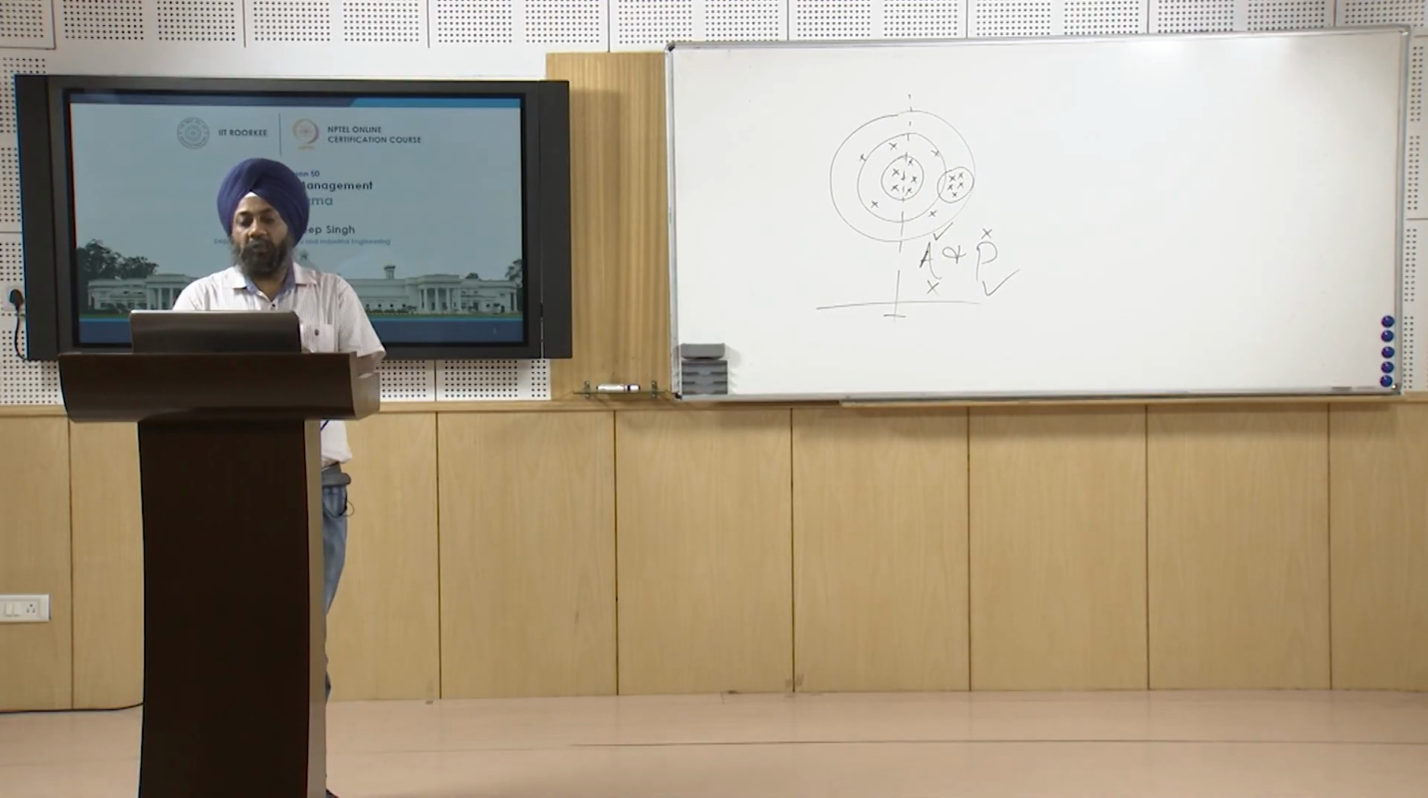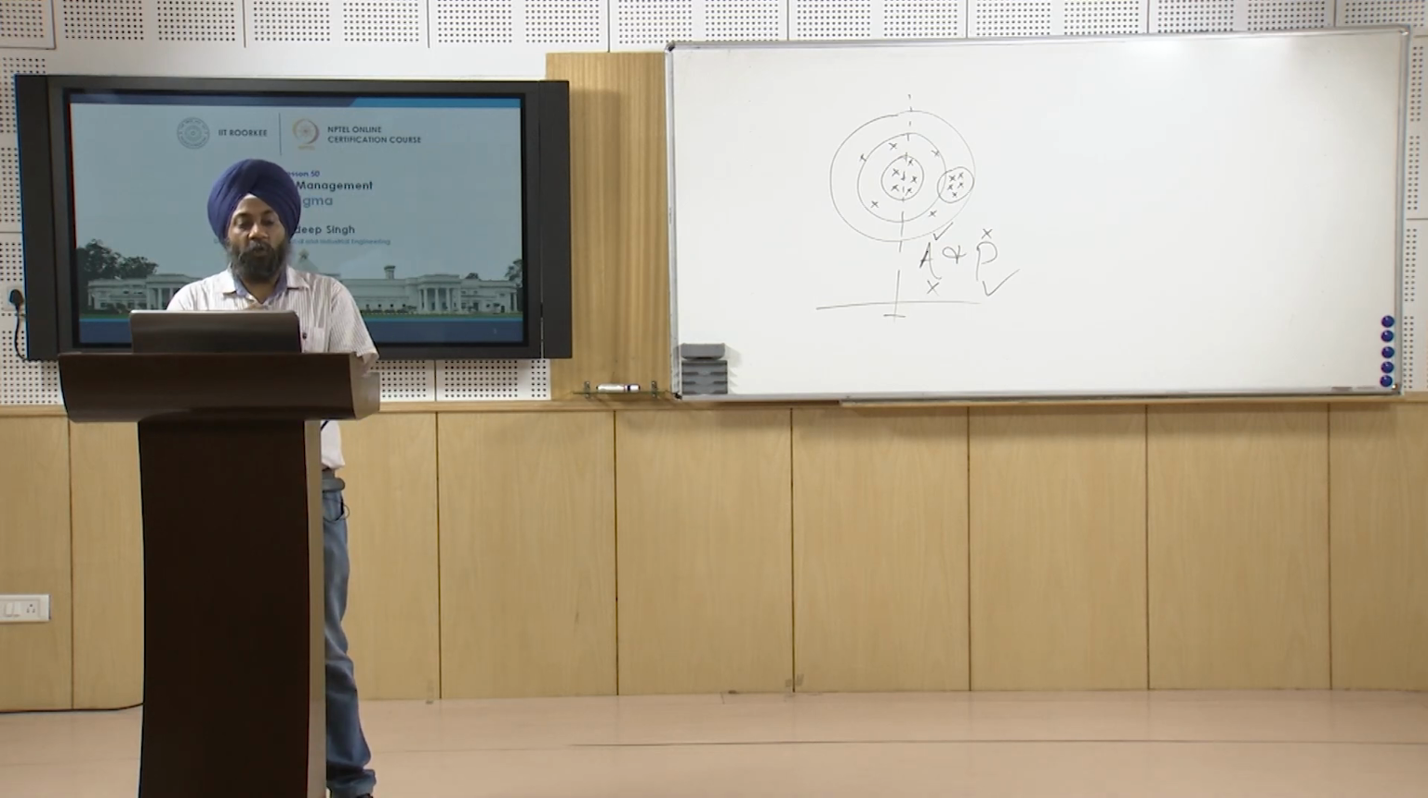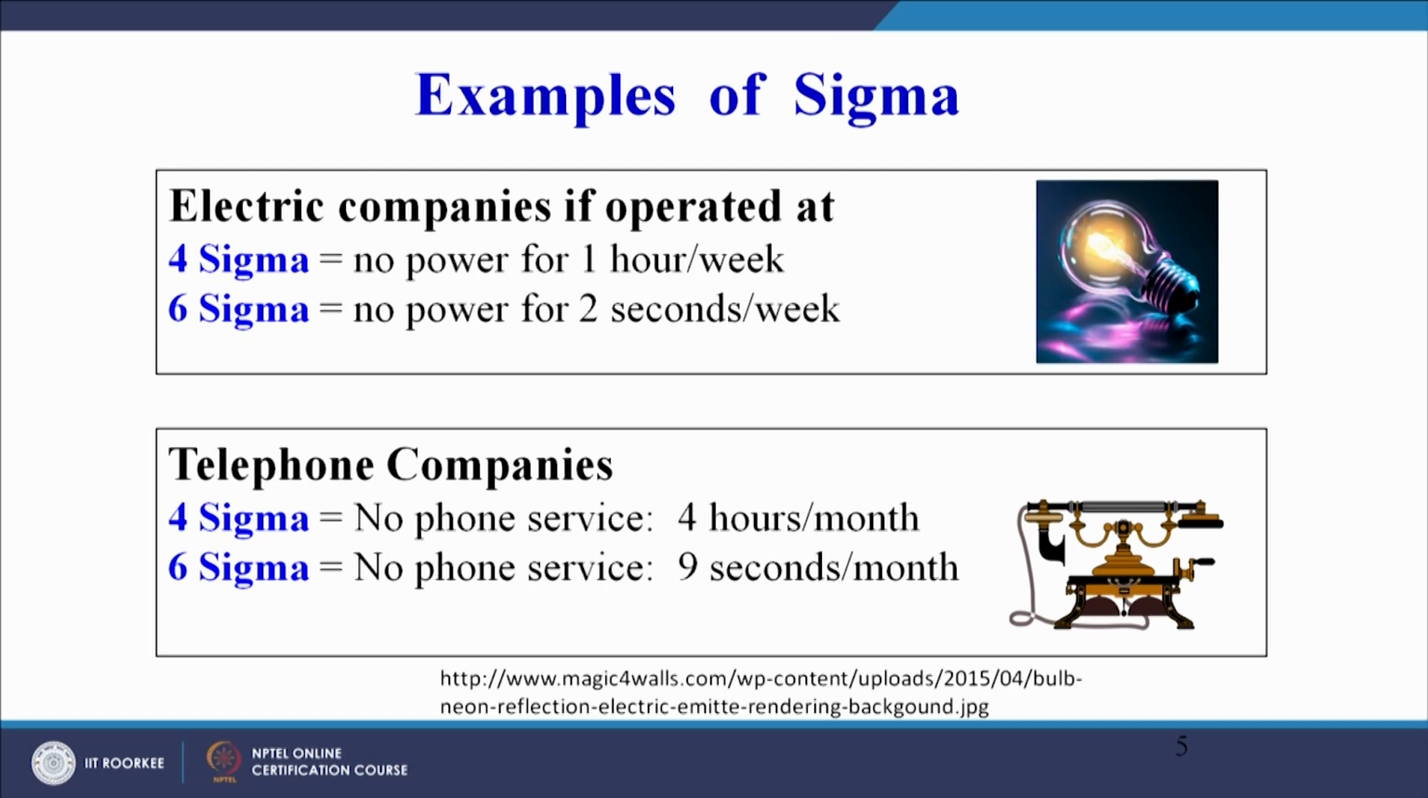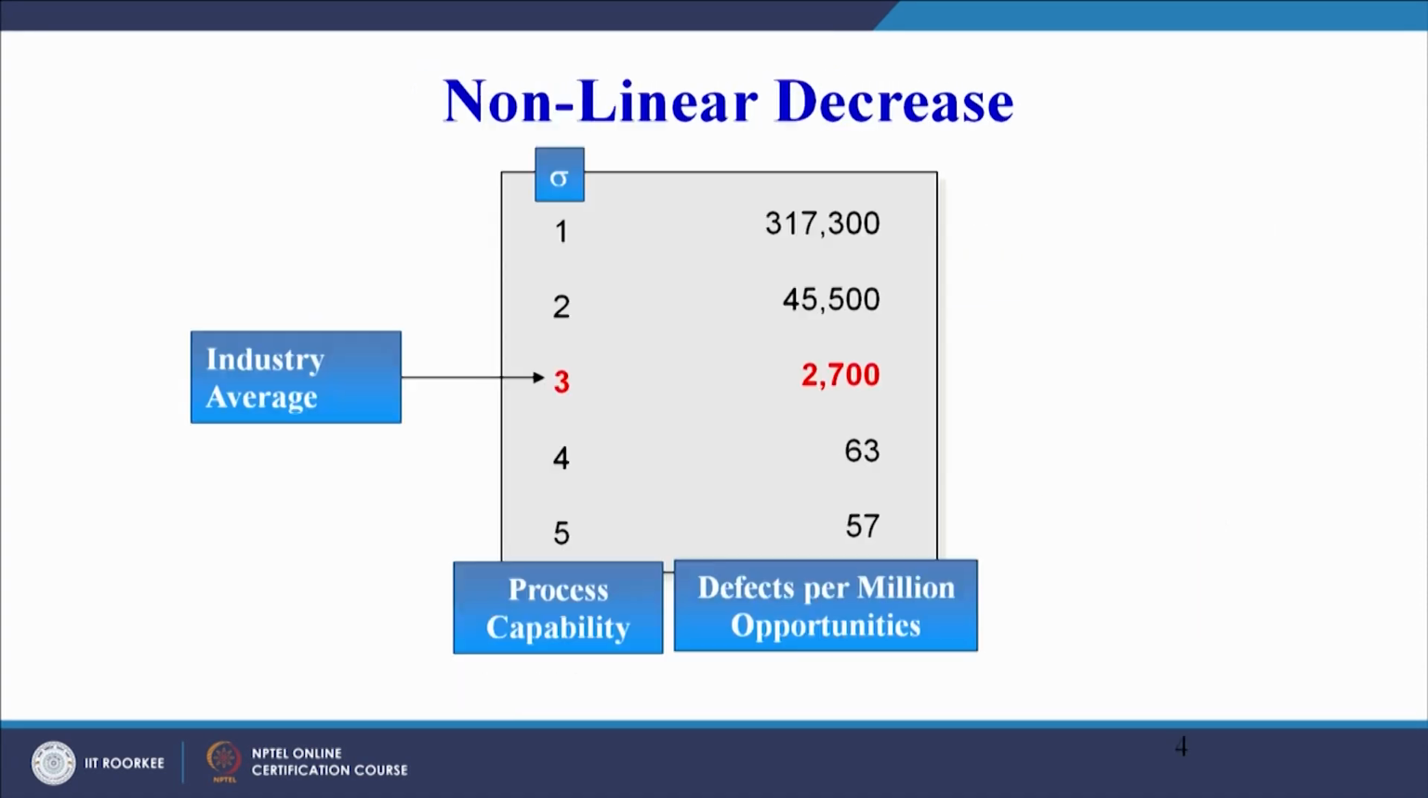Now examples of sigma: electrical companies, if they operate at 4 sigma limits, no power for 1 hour per week. If they operate at 6 sigma, no power for 2 seconds per week. So we can see how the quality has improved by considering Six Sigma as our target. Similarly, the telephone companies, if we follow 4 Sigma, no phone service 4 hours in a month, whereas if we follow 6 Sigma, no phone service only 9 seconds in a month. So this explains the non-linear decrease, as we have seen here.